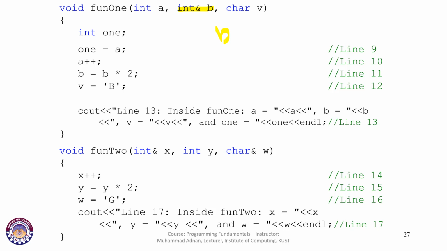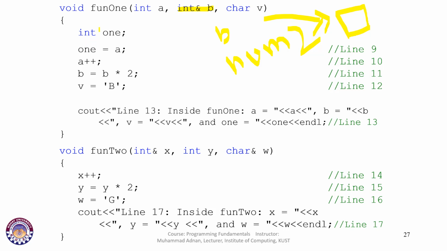So b and num2 here both are pointing to the same data. So both have the same address. So they are pointing to the same memory location because we have the address of num2 here.